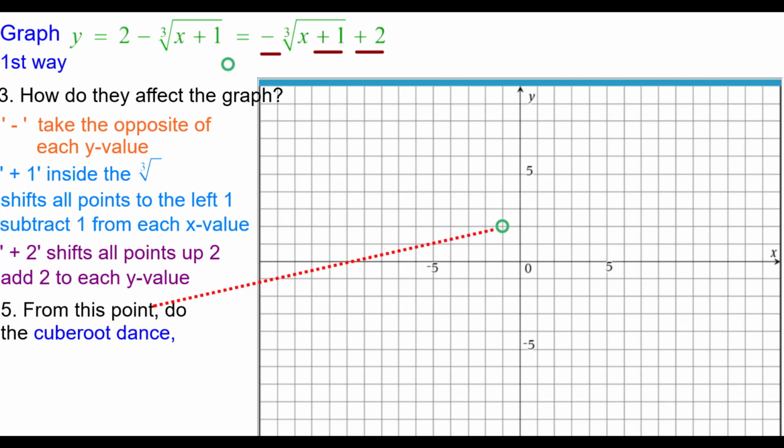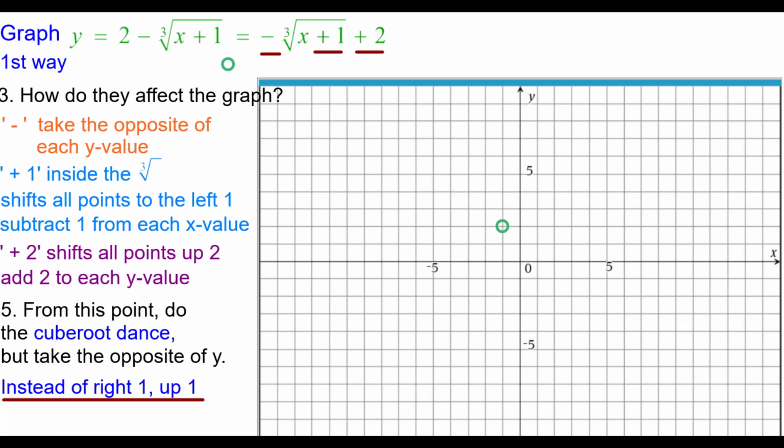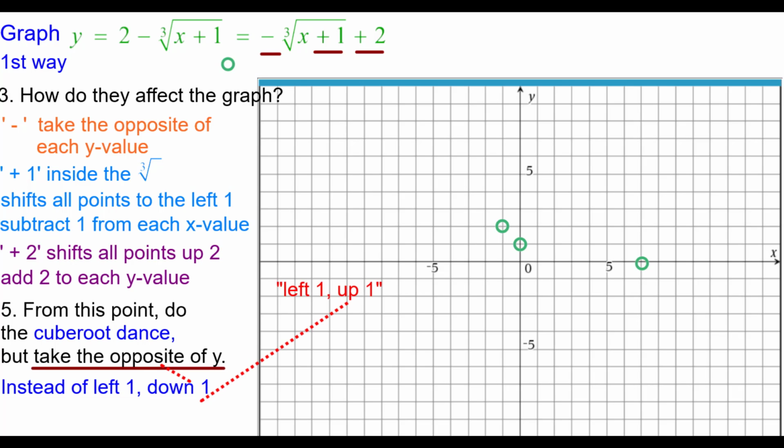So we'll do the cube root dance. But remember, we do have to take the opposite of the y values. So instead of right 1, up 1, which is the normal cube root dance, we're going to go right 1, down 1 because of that taking the opposite. Instead of right 8, up 2, it's going to be right 8, down 2, again taking the opposite of the y values. Instead of left 1, down 1, it'll be left 1, up 1, taking the opposite again of the down. And instead of left 8, down 2, left 8, up 2.